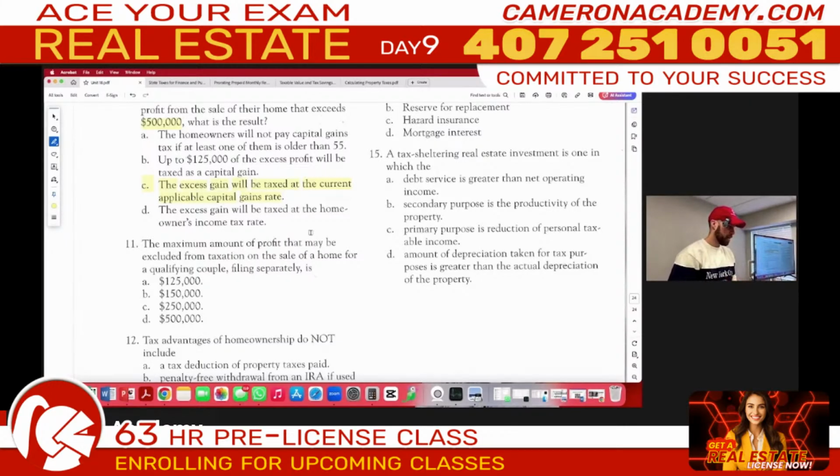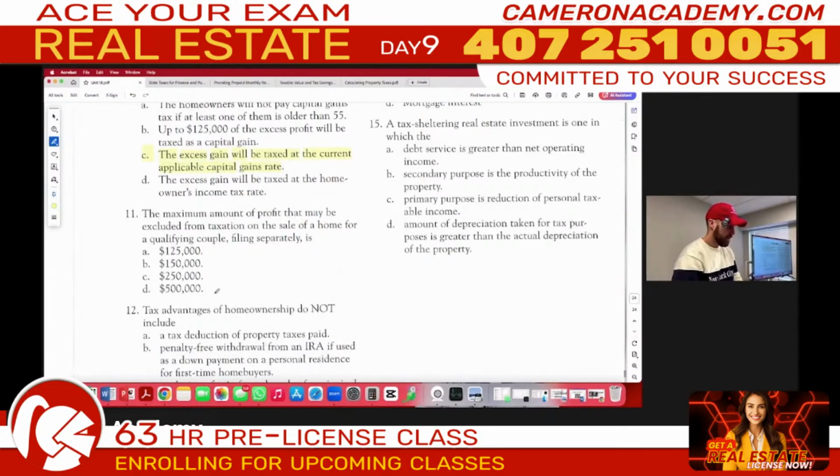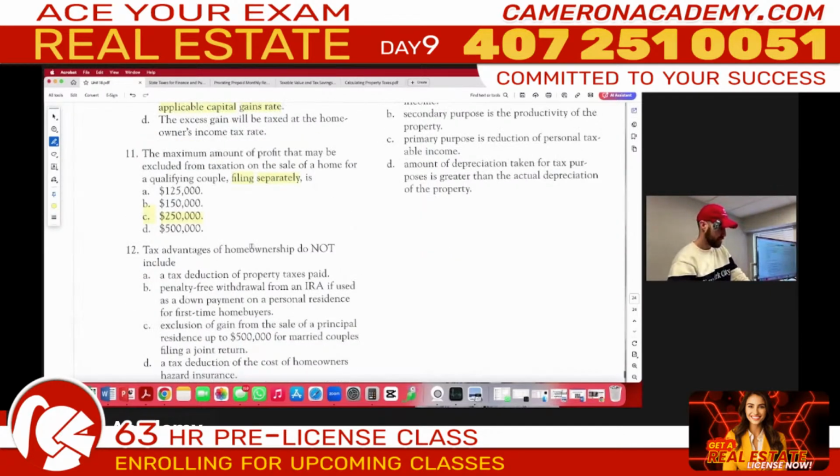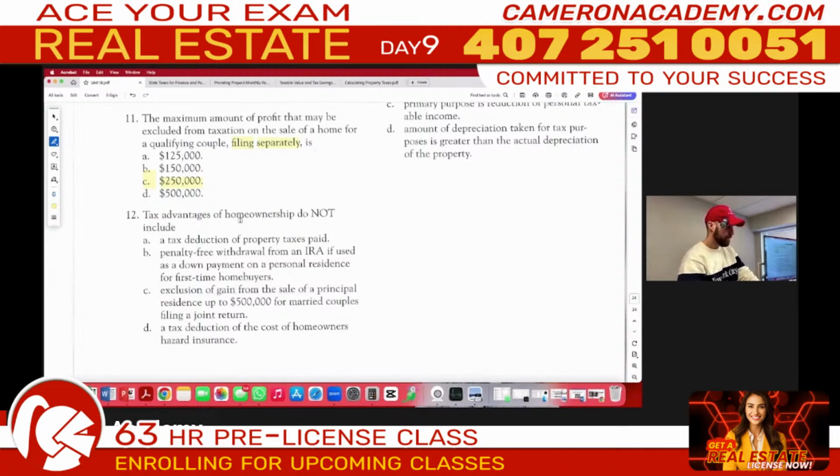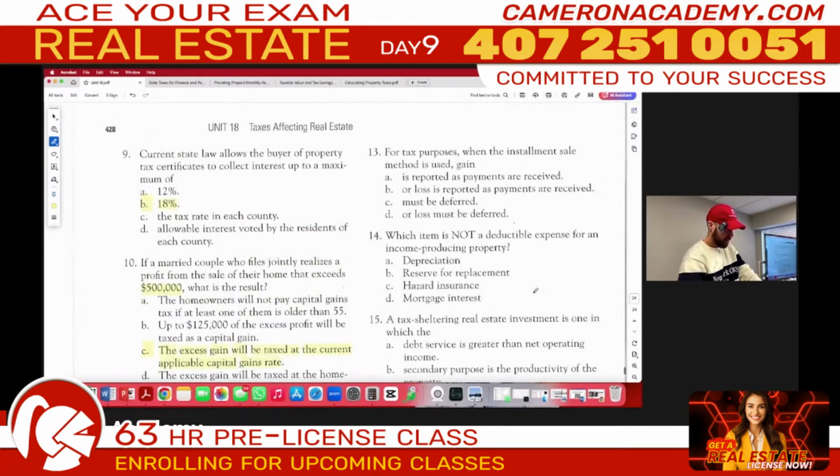But I mean, $500,000 profit from the sale of your primary residence. Pretty cool. All right, number 11, the maximum amount of profit that may be excluded from taxation from the sale of a home for a qualifying couple filing separately is what? 250,000. If they're filing jointly, double it. 12, what'd you guys get? D. It's D as in Delta. All right, number 13.